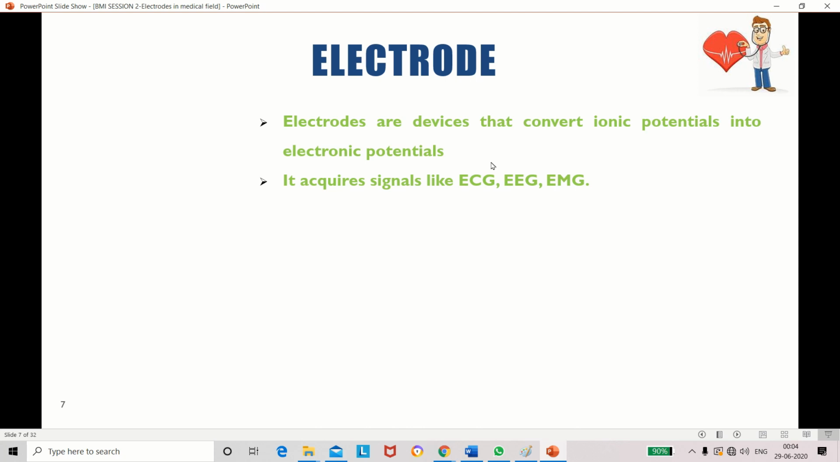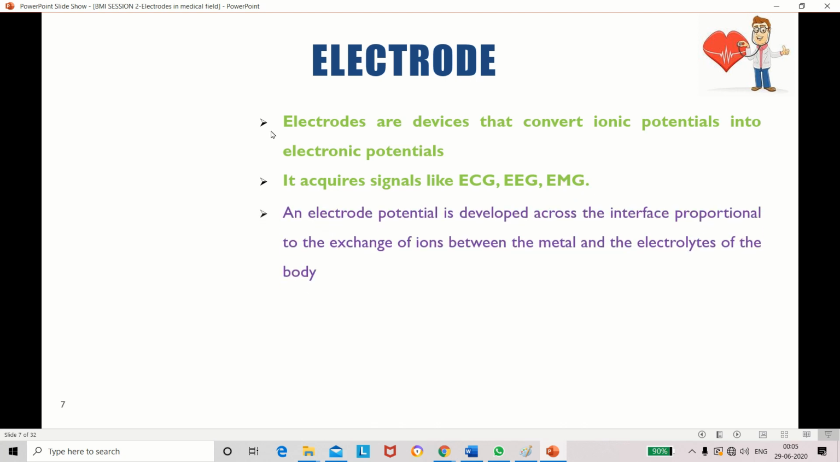The signal may be an ECG signal. ECG means electrocardiography, which is the measurement of the heart signal. Next, EEG signal, electroencephalography. The EEG signal is used to measure the potential from the brain. EMG signal, which is electromyography, is used to understand the muscle activity.